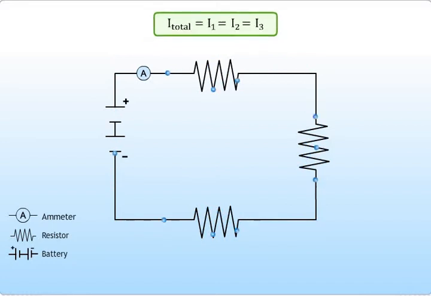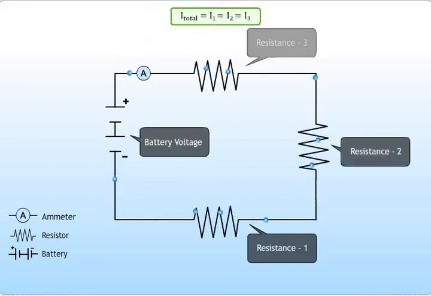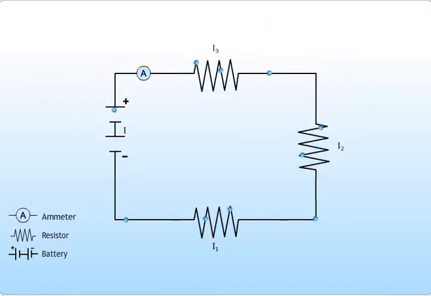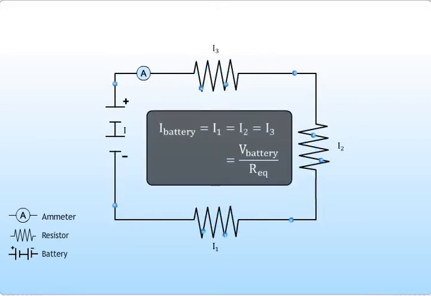You can calculate the current if the battery voltage and the resistance of individual resistors are known. Using the individual resistor values and the equation above, you can compute the equivalent resistance. Additionally, using Ohm's law, the current in the battery, and thus through every resistor, can be determined by finding the ratio of the battery voltage and the equivalent resistance. That is, I battery is equal to I1 is equal to I2 is equal to I3 is equal to V battery divided by R equivalent.